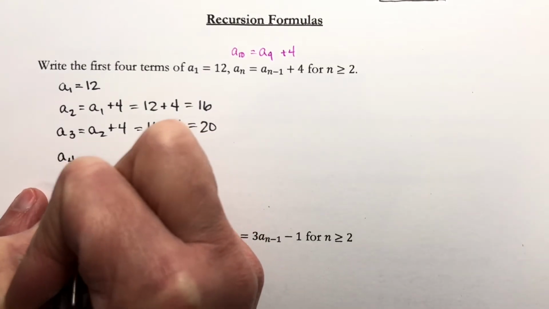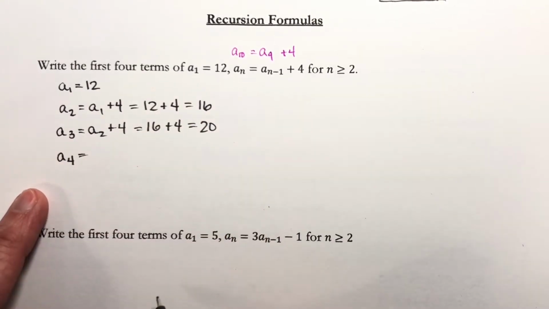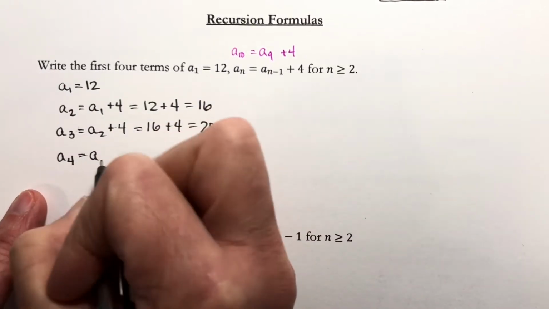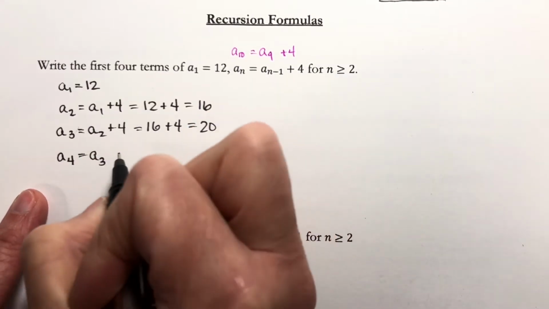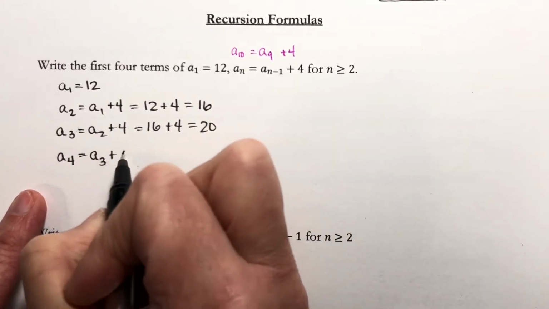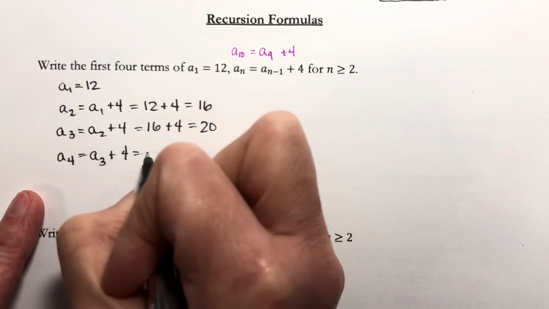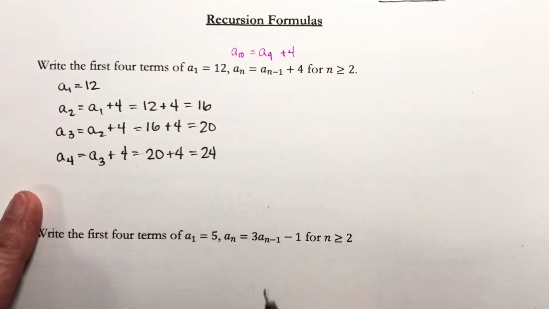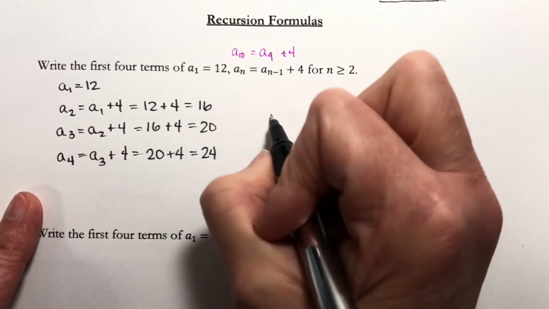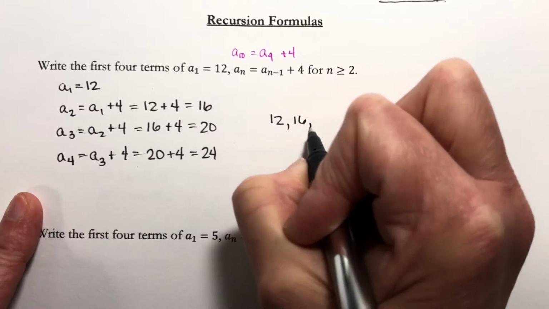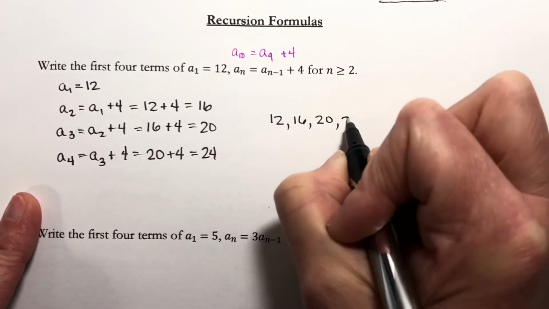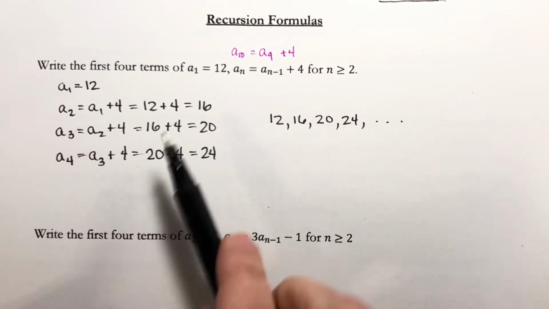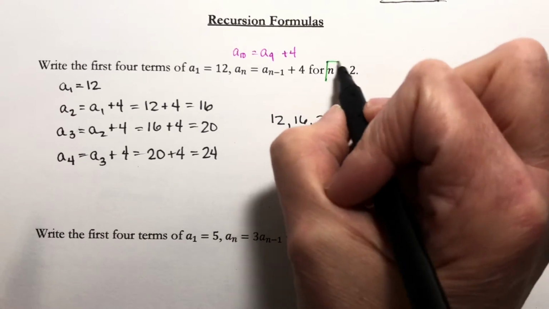And then A sub 4, which is the last one we're supposed to do, we would go find A of 4 minus 1, so that's A3, plus 4, and A3 was 20, plus 4 is 24. So the first 4 numbers in this sequence are 12, 16, 20, 24, and so on.